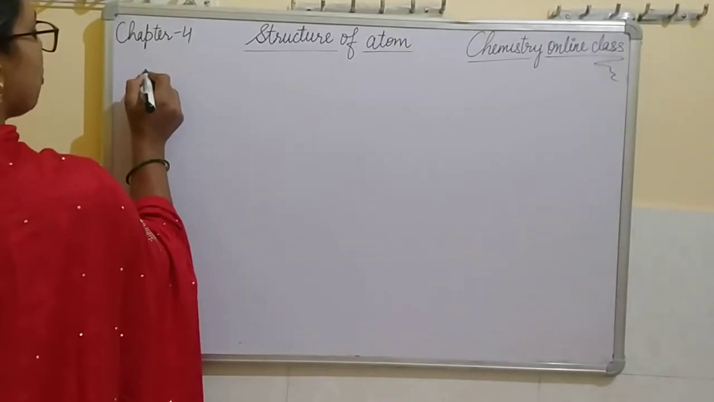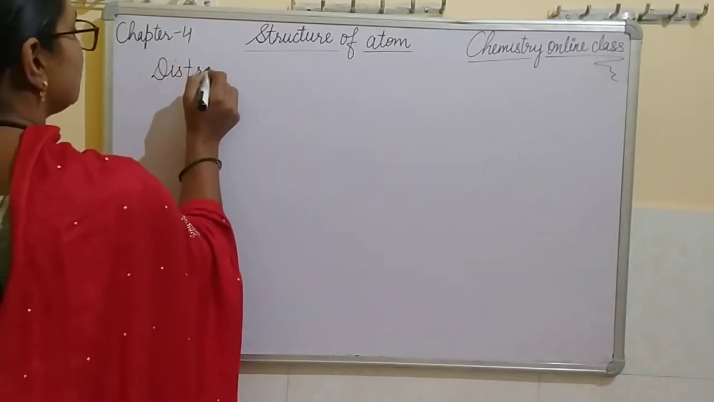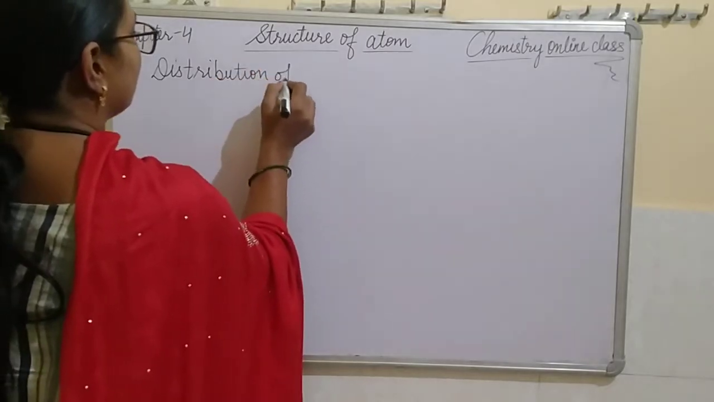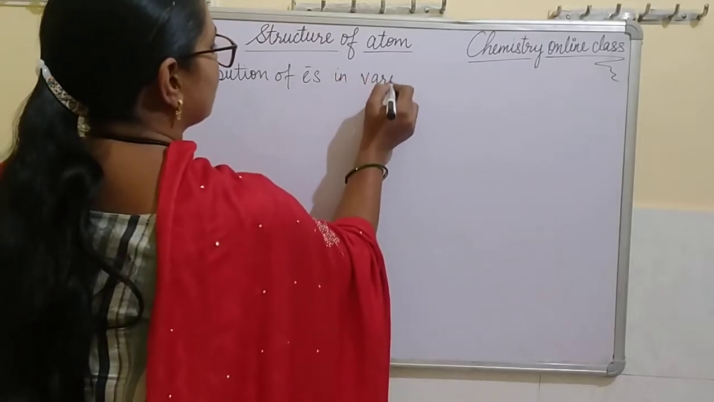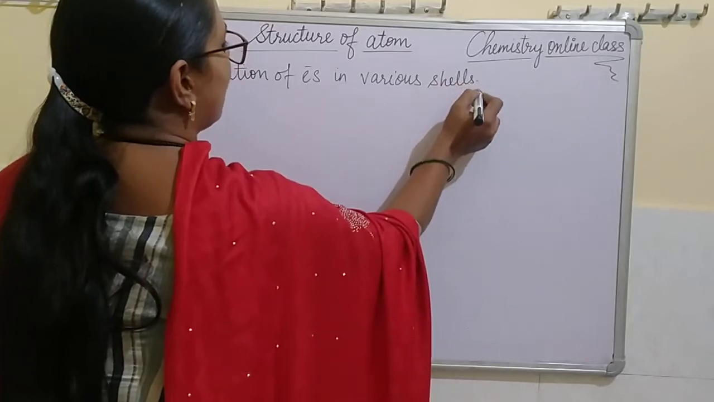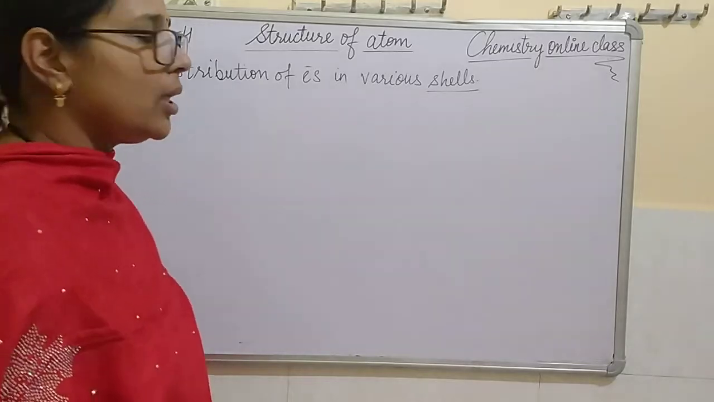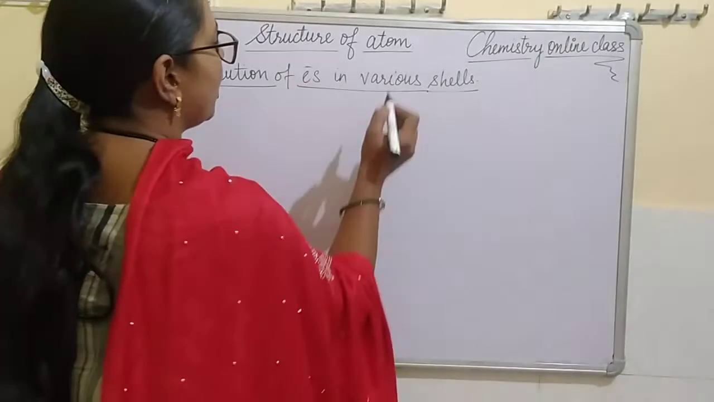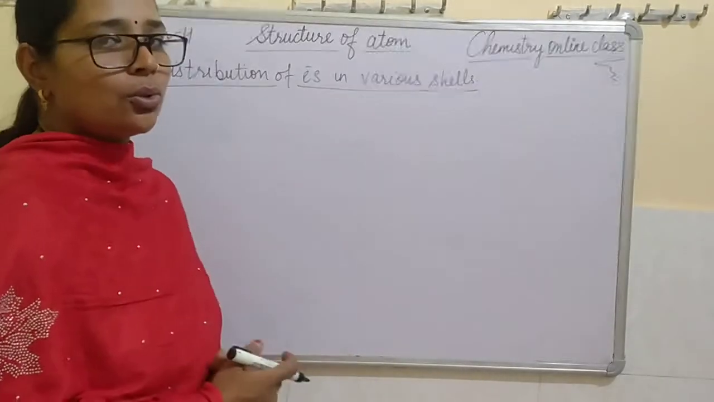So our today's topic is distribution of electrons in various shells. What are shells, students? Shells are the fixed energy orbits suggested by Niels Bohr. So we will distribute electrons in various shells. How we will distribute these electrons?